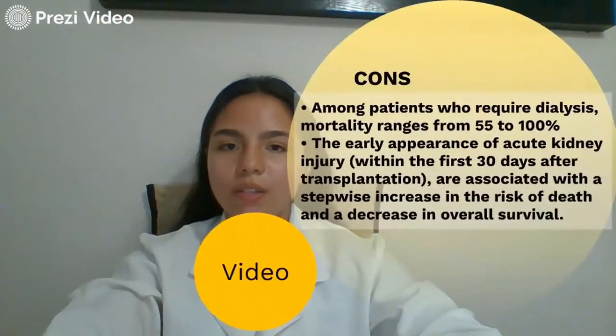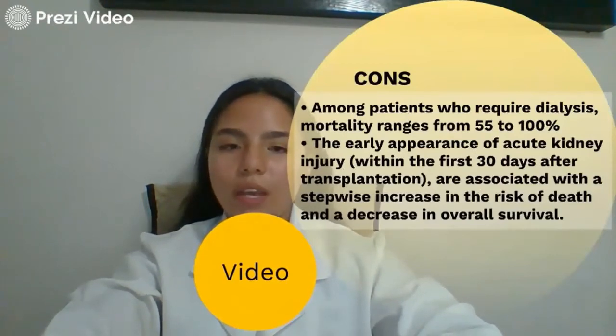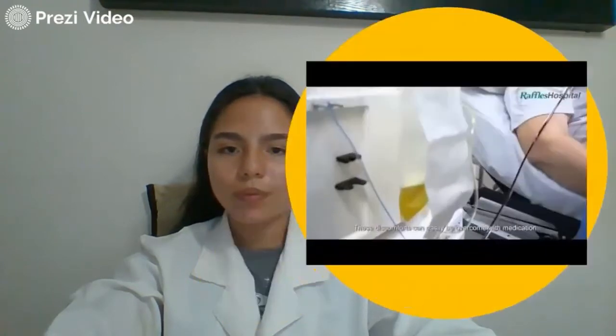Outcomes. Among patients who require dialysis, mortality ranged from 55 up to 100%. The early appearance of acute kidney injury within the first 30 days after transplantation is associated with a stepwise increase in the risk of death and a decrease in overall survival.